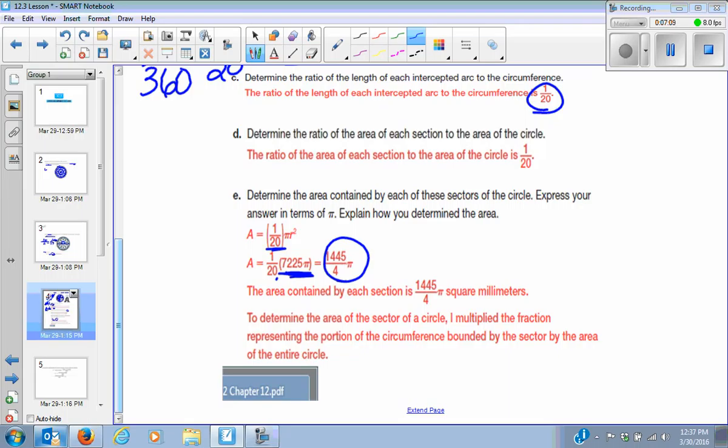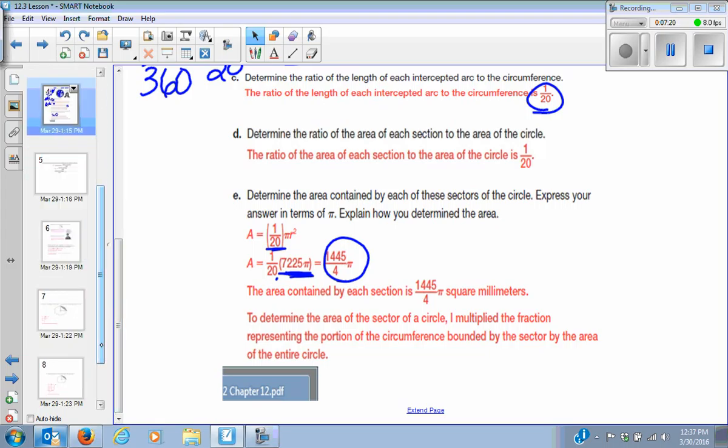To determine the area of the sector of the circle, I multiplied the fraction. So they're just telling you what they did. They just multiplied that fraction by the total area. And you're going to get some more practice on this in class tomorrow, so please make sure that you understand this. This is the fraction that we found by taking that central angle.